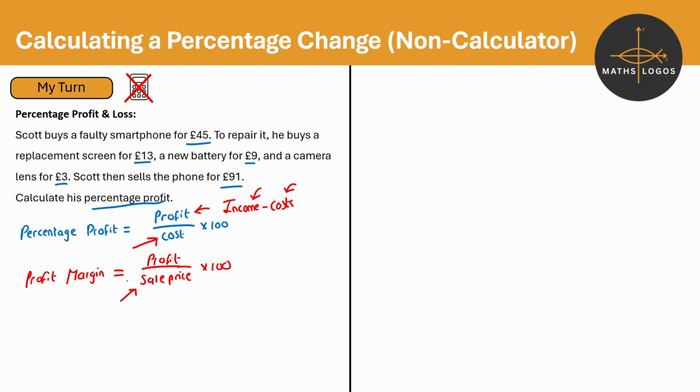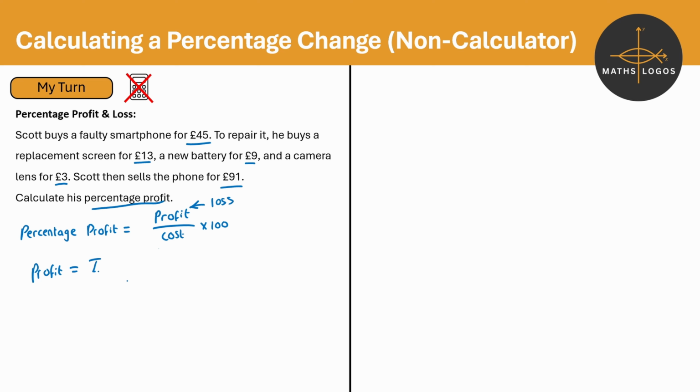In percentage profit, we're considering our profit relative to the cost, whereas in profit margin, we're considering our profit relative to the sale price. Percentage loss is also relative to the cost, but the difference is that the numerator is going to be loss, not profit. It's also worth defining what profit is. So profit is income subtract costs.